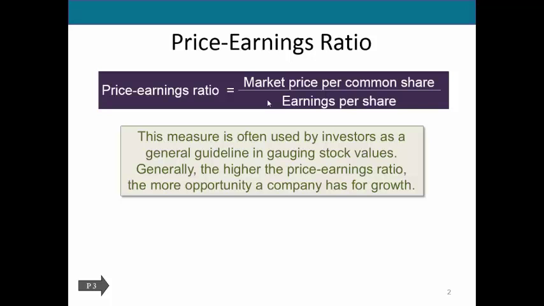And what this tells us is a general guideline in looking at the value or the share price of our company compared to the earnings or the income that we're actually bringing in on a per share basis. You want your price to earnings ratio to be high, because the higher this is, the more opportunity you're perceived to have for growth, because that means that the market has higher expectations from your company and you have room to continue growing.